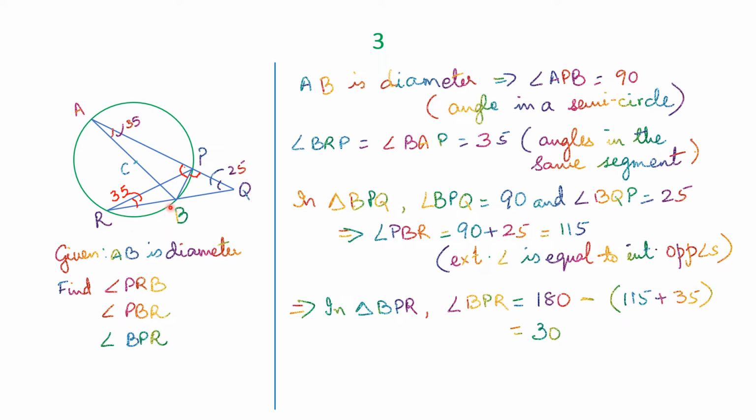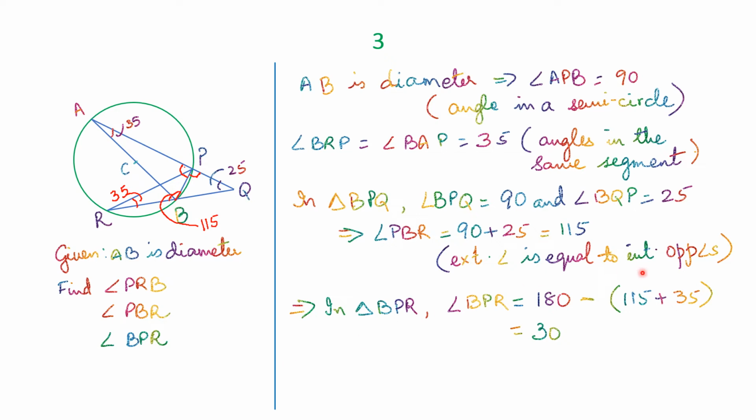Now if you look at triangle BPQ, this angle PBR is an exterior angle, which means this exterior angle is going to be equal to the sum of the two interior opposite angles. Therefore, this angle PBR is equal to 90 plus 25, which is equal to 115. So I will write over here, this angle is equal to 115.